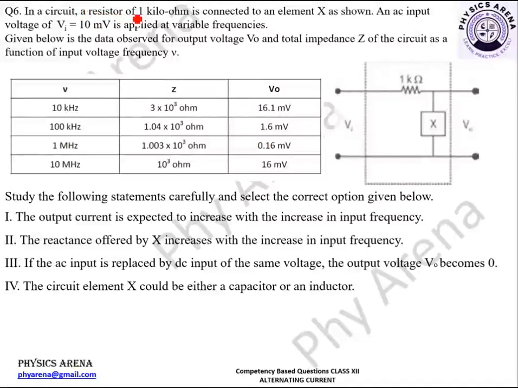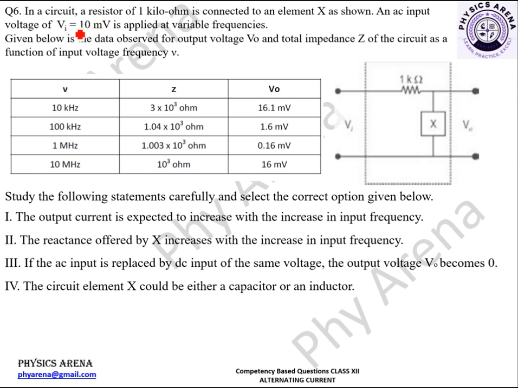In a circuit, a resistor of 1 kilo ohm is connected to an element X as shown in the figure. So this is the circuit, 1 kilo ohm resistor. It is connected along with an element that is X. And we don't know what kind of element it is. It may be a capacitor, it may be an inductor.